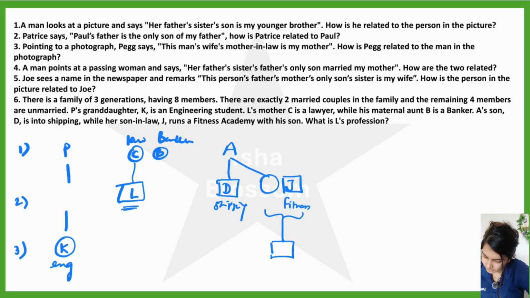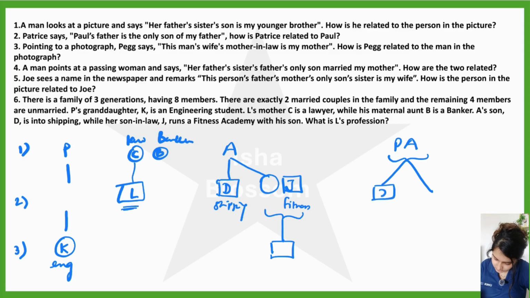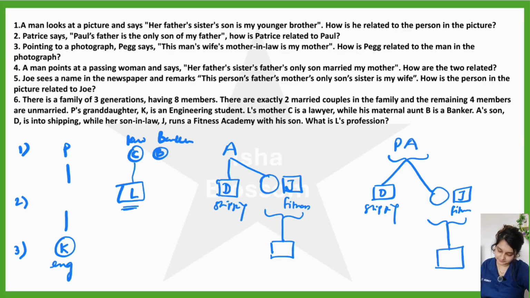Okay, so clearly A belongs to the first generation. So combining everything, P is here, A is here. For now, they have D as a son who's into shipping, right? They have a daughter, son-in-law J, who's into fitness. This couple has a son. Okay. 1, 2, 3.